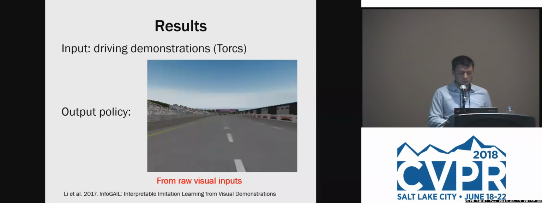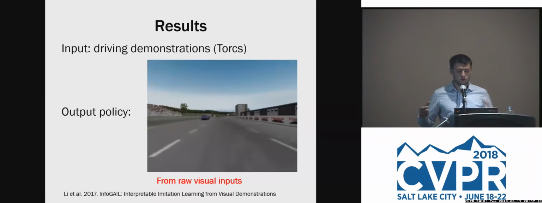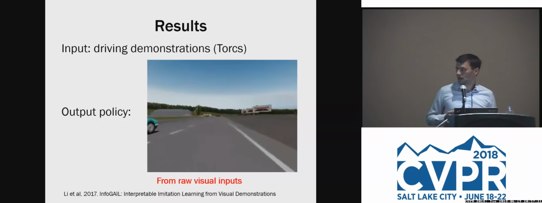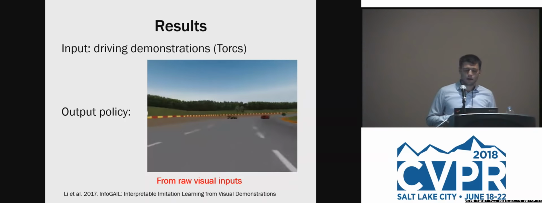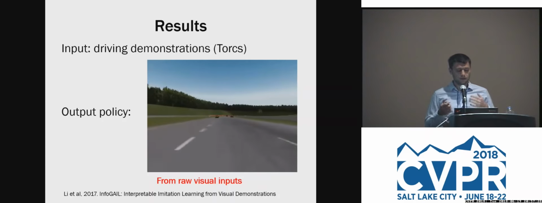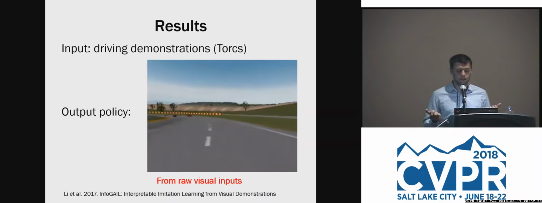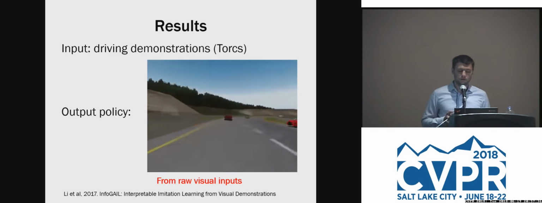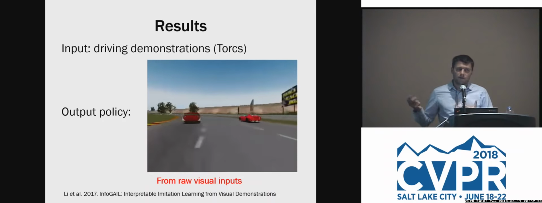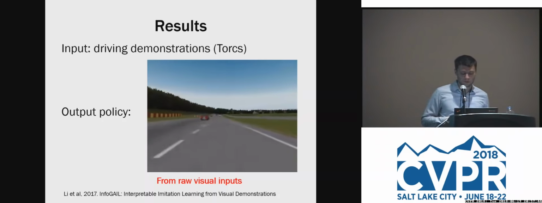Another kind of result that we got is on even more complex environments where we're trying to work directly from raw visual inputs. Here we get to see demonstrations on how to drive this vehicle in this driving simulator, and then we're trying to learn a policy. We're trying to learn how to control this vehicle in a way that it produces demonstrations that are hard to distinguish from the training data. You can see that we're able to learn reasonably well, and the method basically scales up to complex environments, complex dynamics, and very high-dimensional observation spaces.